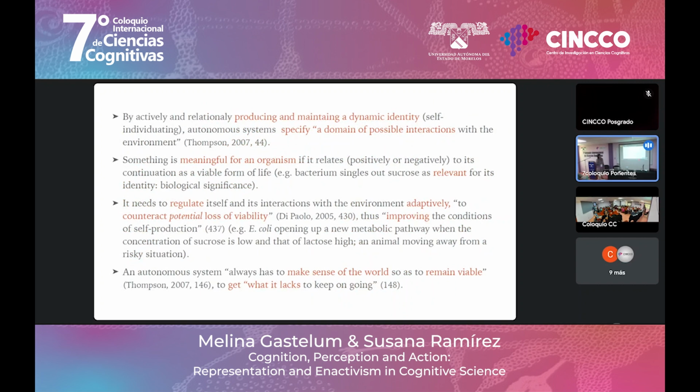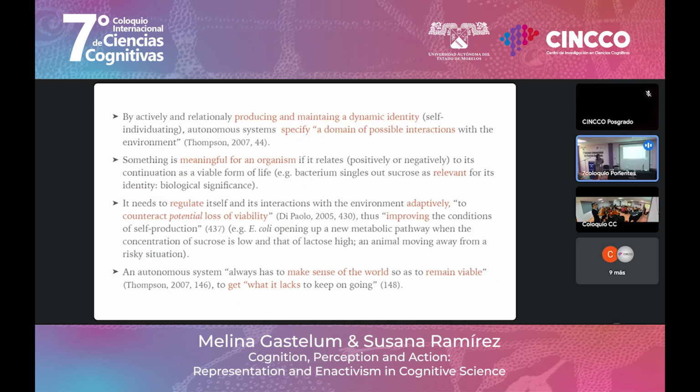By actively and relationally producing and maintaining this dynamic identity, which we call self-individuating, autonomous systems specify a domain of possible interaction with the environment. A computer, for example, is nothing for a bacterium. It doesn't care about it. But sucrose is relevant for the bacterium because of its organization, right? So its organization defines what is relevant for the organism.